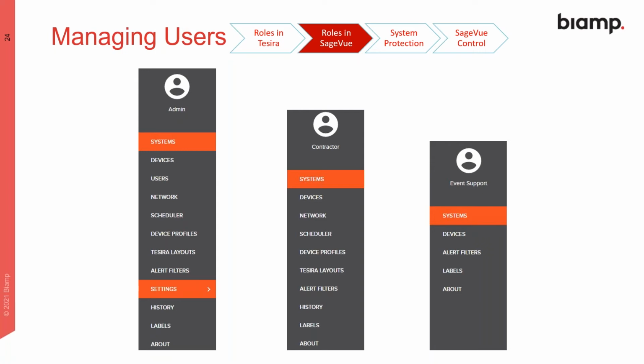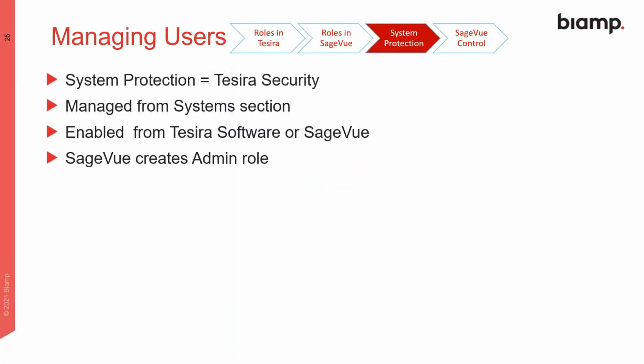The menu will change. We'll have buttons grayed out, missing. The sort of look and feel of that web GUI is going to be customized for each one of those maintenance groups. So along with limiting and controlling access to SageVue itself, even once you're in SageVue, we can limit and control access to systems and devices. And so we're going to talk a little bit about security here.